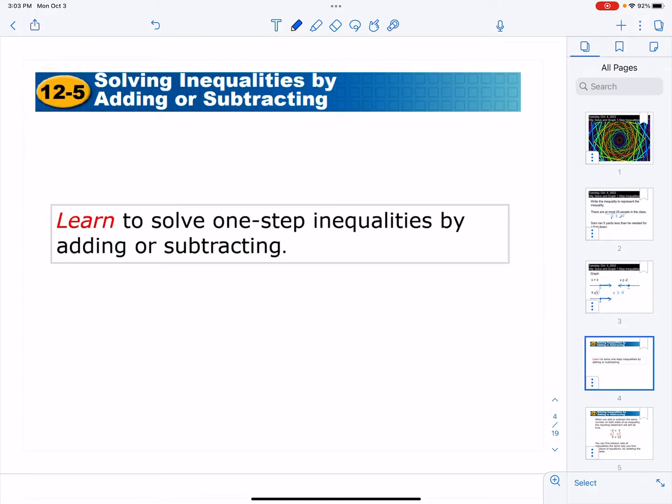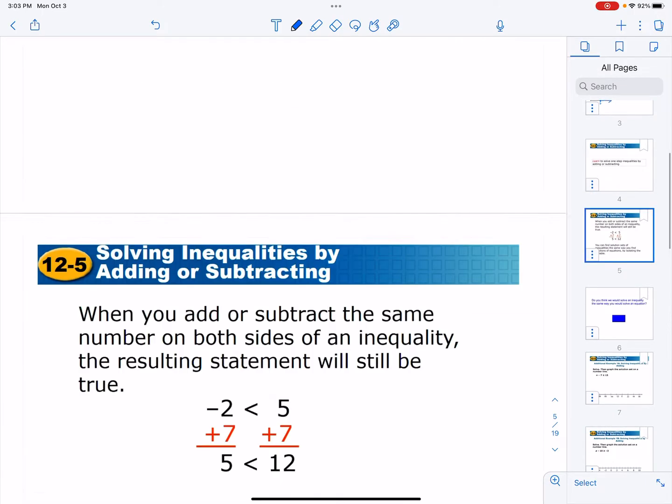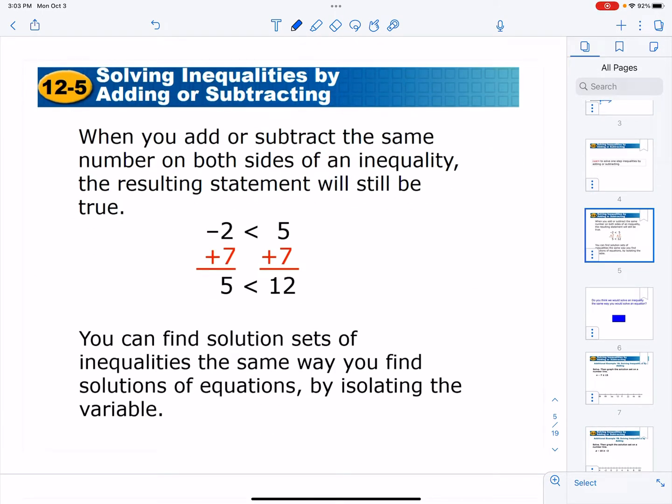Now in this video, we're going to learn about adding and subtracting, multiplying and dividing inequalities. So let me ask you a question. When you add or subtract the same number to both sides of an inequality, would the resulting statement be true? Okay, so that's a question. This one says that the statement will be true. So if I have -2 is less than 5, if I add +7 to both sides, I'm going to get 5 is less than 12. Is that still a true statement?